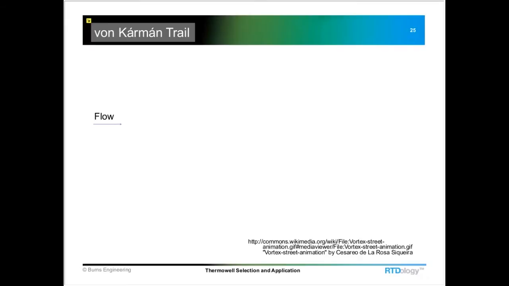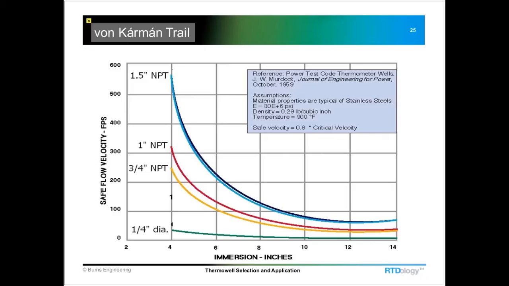And the frequency of those alternating vortices will cause a vibration in the well if that frequency matches the resonant frequency of the Thermowell. And we can see by looking at a table here, or this little chart, where that flow rate is in relationship to the design of the Thermowell.